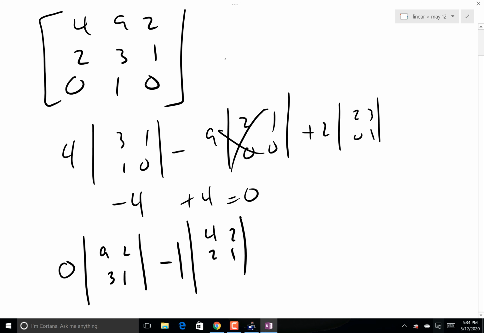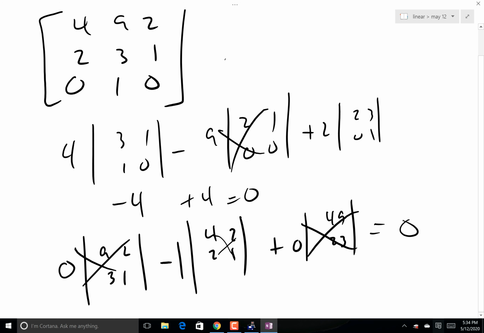And then it would be plus 0 times 4, 9, 2, 3. Of course, this one goes away because the times is by 0. So does this one. And then you get 4 minus 4 is 0. Look at that, 0. So that's a kind of convenient deal.